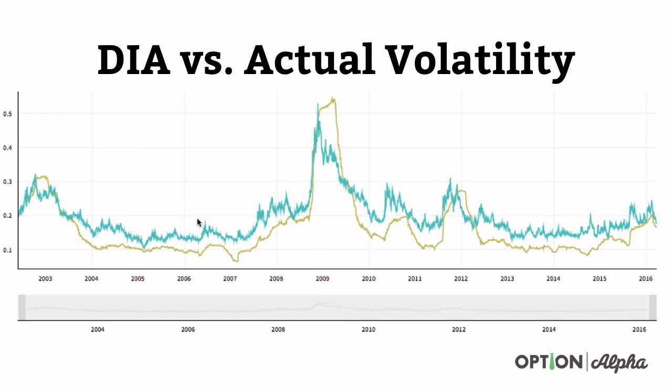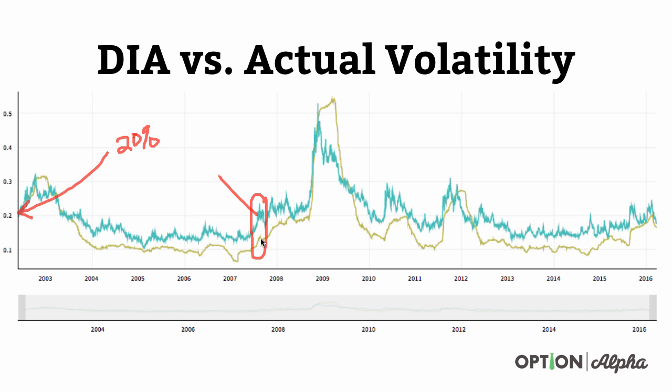So for example, if we just take one data point, let's just take the data point right about here. So this is back in mid to end of 2007. The implied volatility at the time right there was about 20%. So at the time, the market was assuming that DIA would make a move over the next 30 days of around a 20% annualized volatility. Not 20% over 30 days, but 20% annualized.